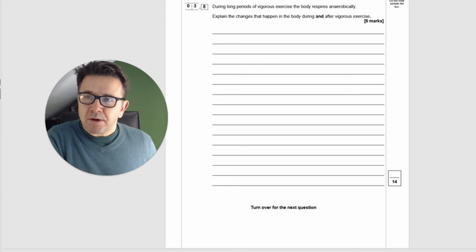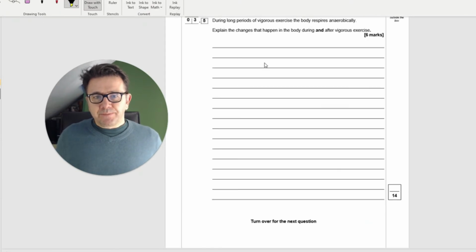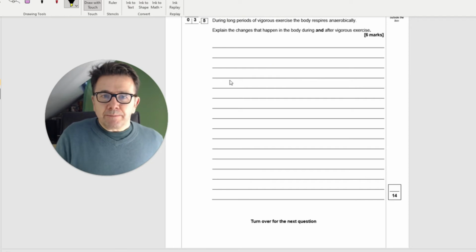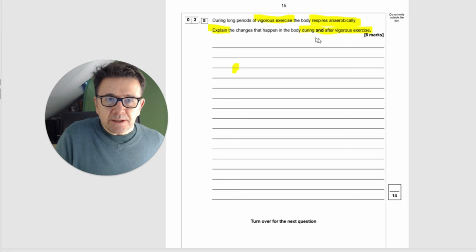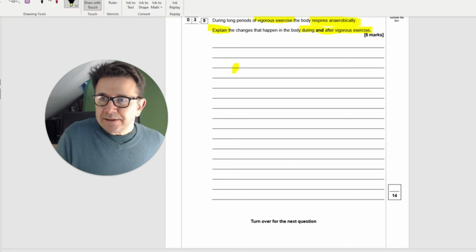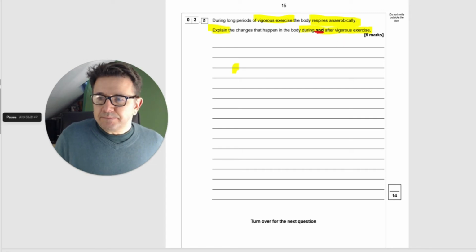This is a 6-mark question. So let's have a look at it. It says, during long periods of vigorous exercise, the body respires anaerobically. Explain, so give reasons why, the changes that happen in the body during and after exercise. And that's the key thing there that some of you again missed. You've got to talk about what happens during exercise and after vigorous exercise.